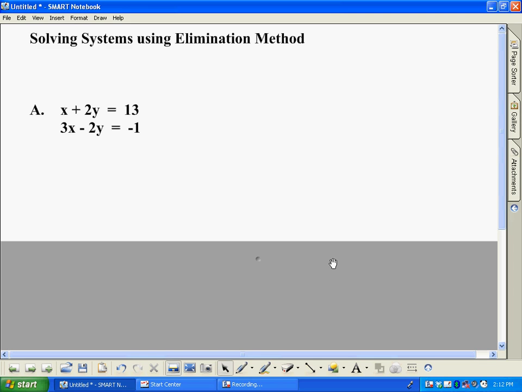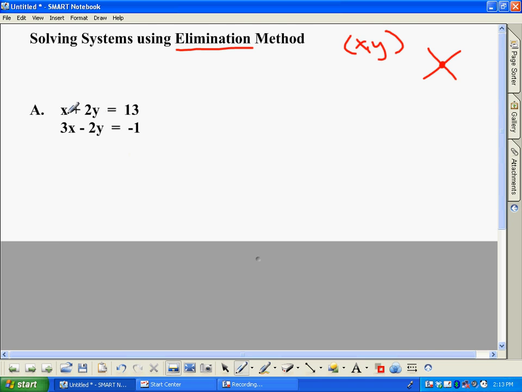Alright, the next topic is how to solve systems of equations using what we call the elimination method. All a system is, by the way, is two equations in which we have two variables. So basically we're trying to solve for x and y, and we're also going to state our answer as a coordinate, x comma y, because any time we have a system, this is a line, this is a line, two lines are going to cross somewhere, and we want to know where they cross, and that answer is x comma y.